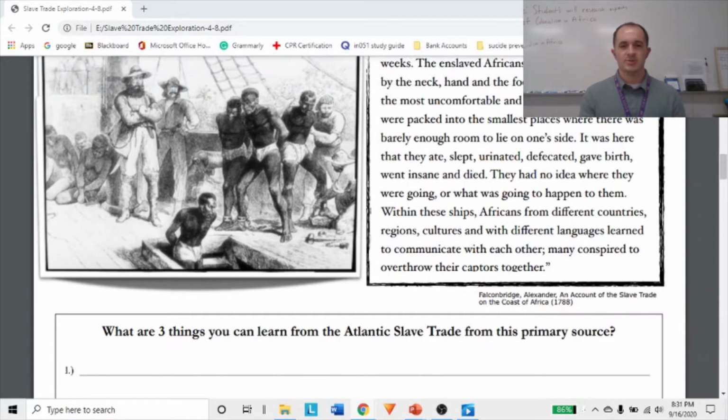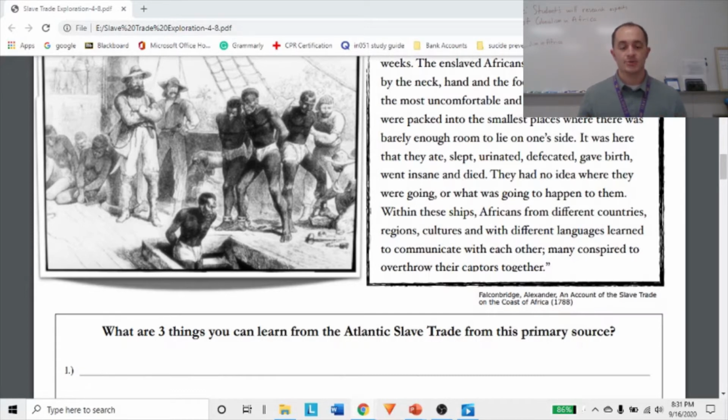So a primary source is something that comes directly from the event or the person. So if I'm writing about my day, or Benjamin Franklin was writing about his day and what he did, that would be a primary source. So an example would be something like a diary or a journal is a primary source.